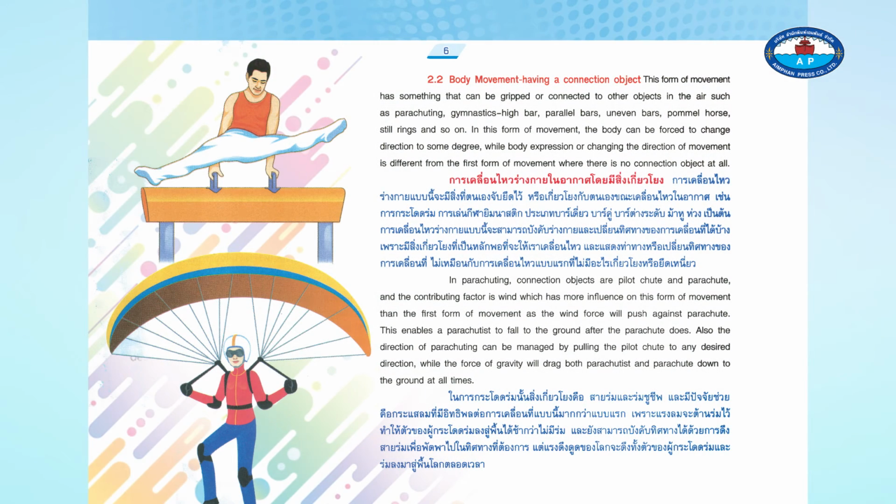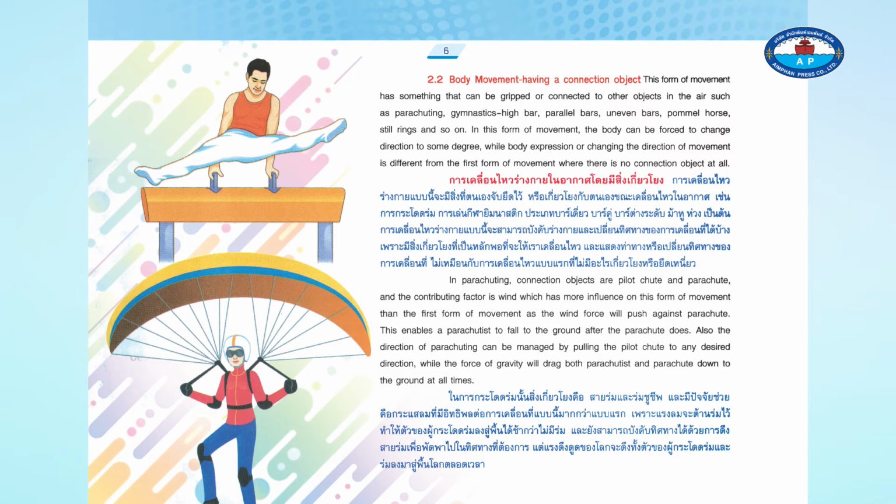Page 6. 2.2. Body movement having a connection object. This form of movement has something that can be gripped or connected to other objects in the air, such as parachuting, gymnastics high bar, parallel bars, uneven bars, pommel horse, steel rings, and so on. In this form of movement, the body can be forced to change direction to some degree, while body expression, or changing the direction of movement, is different from the first form of movement where there is no connection object at all.